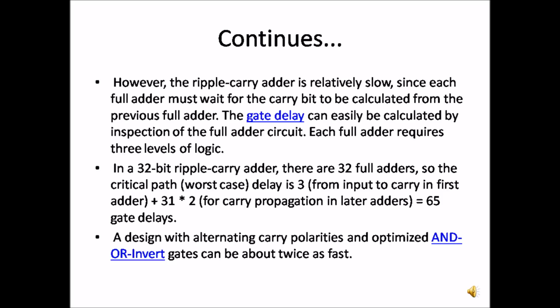Each full adder circuit requires 3 levels of logic. In a 32-bit ripple carry adder, there are 32 full adders, so the critical path is nearly 65 gate delays. A design with alternating carry polarities and optimized AND-OR-invert gates can be about twice as fast.